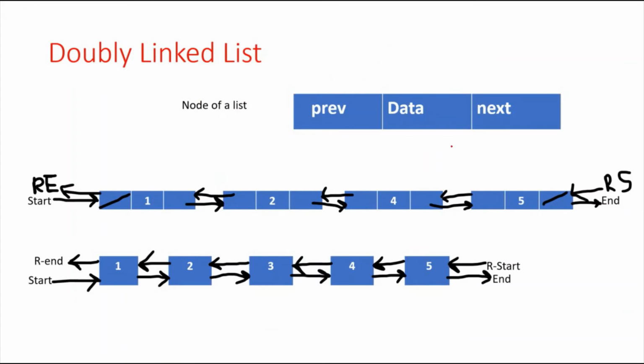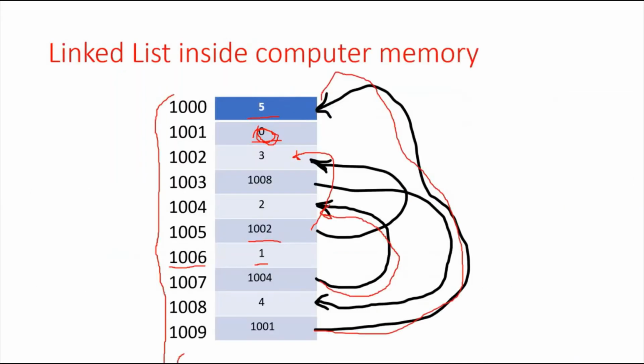Now we have linked lists. Linked lists are basically of three types: singly linked list, doubly linked list, and circular linked list.